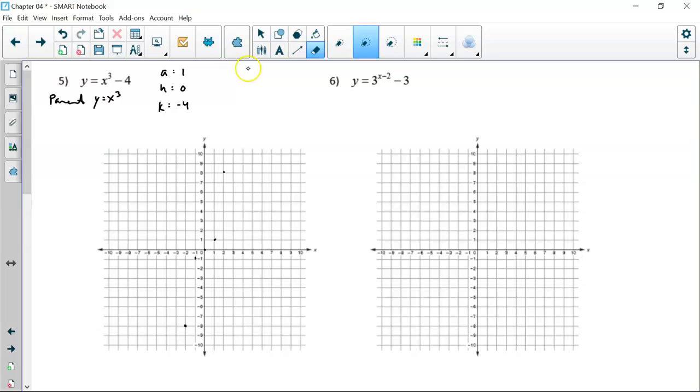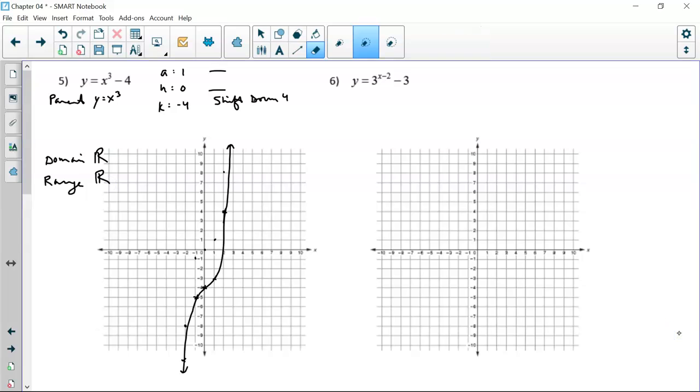When a is 1, nothing happens. No stretch, no compression, no reflection. H is 0, nothing happens. So all we're going to be doing is shifting down 4. So I'm going to take each point and move down 4. And then I can draw my graph carefully through those points. And there's the graph of that function without using a calculator. So the domain for this, all real numbers, and the range is also all real numbers.